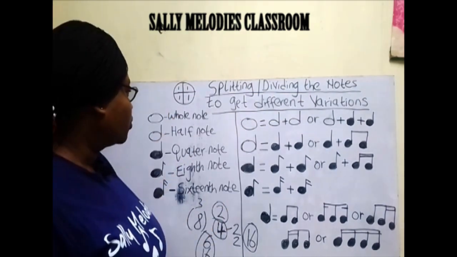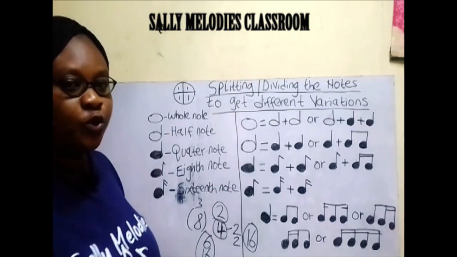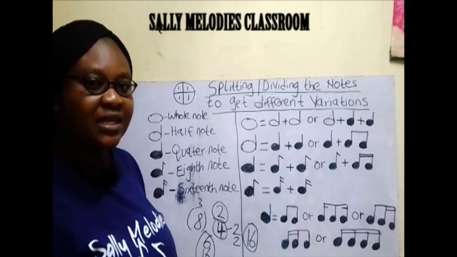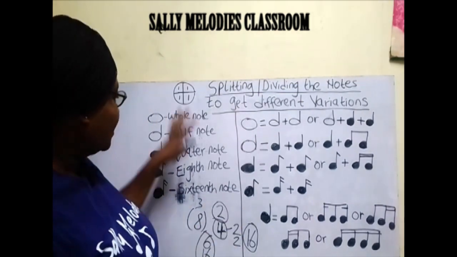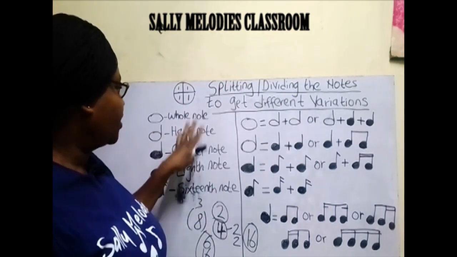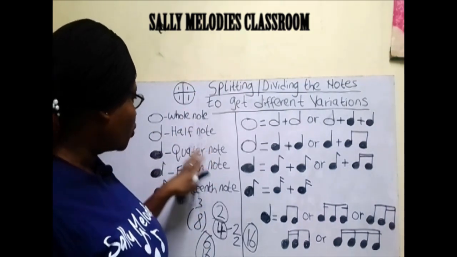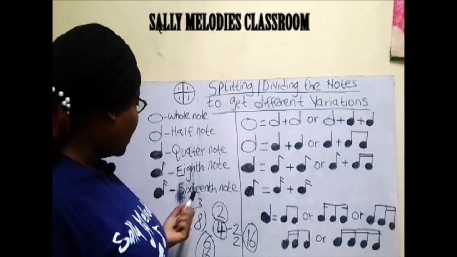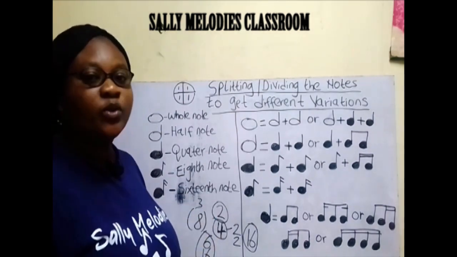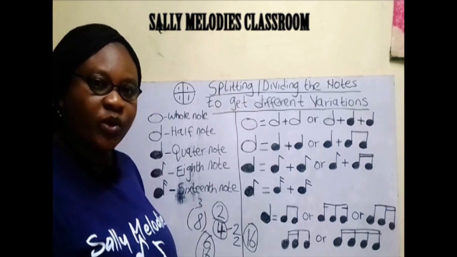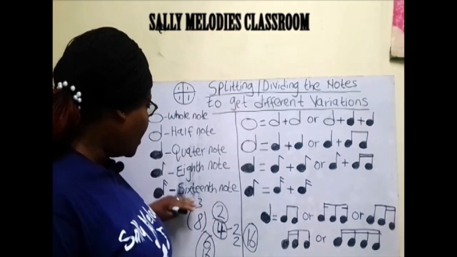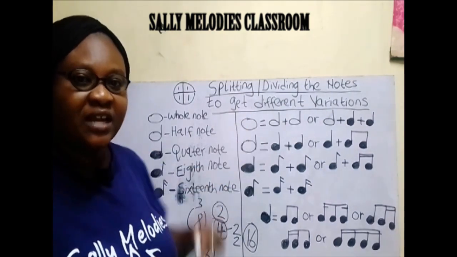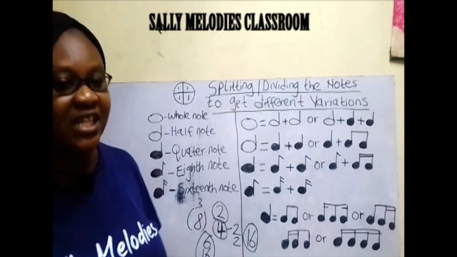So the value of notes is very, very important for you to know, because when it comes to grouping of notes and when it comes to composing and when it comes to time signature, you must know the value of these notes. We have a whole note, half note, quarter note, eighth note, 16th note. We even have 32nd notes. But now, I don't want us to go beyond a semiquaver at this level. Demisemiquavers, those ones. But now, at this level, let's go up to semiquavers. Once we advance up there, we are going to look at the others.